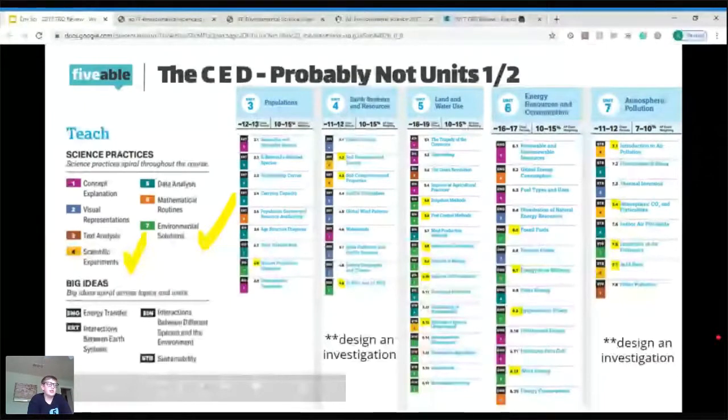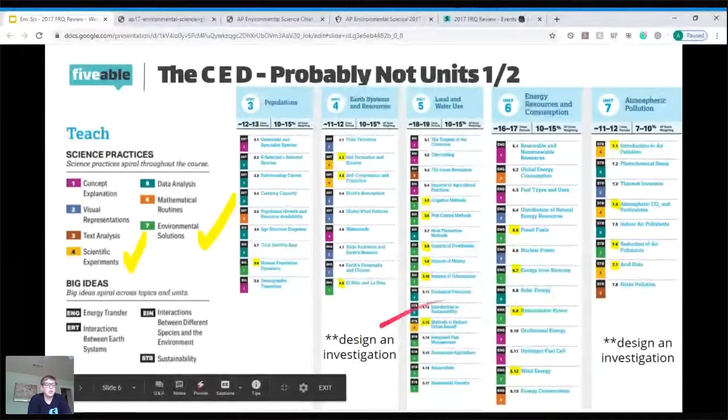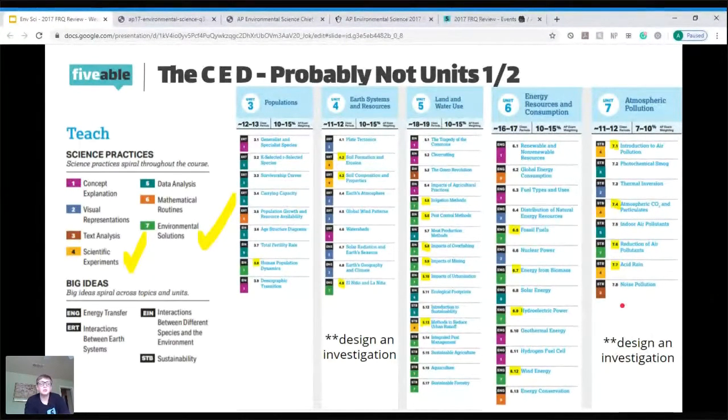But I have definitely said that 4 and 7 could be the really important units to study for the design and investigation FRQ, which is going to be 60% of your exam score.